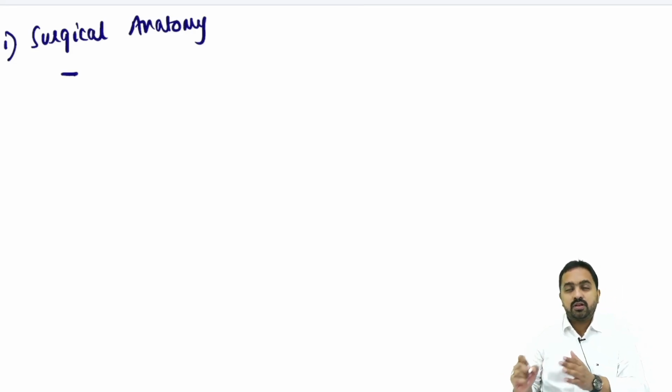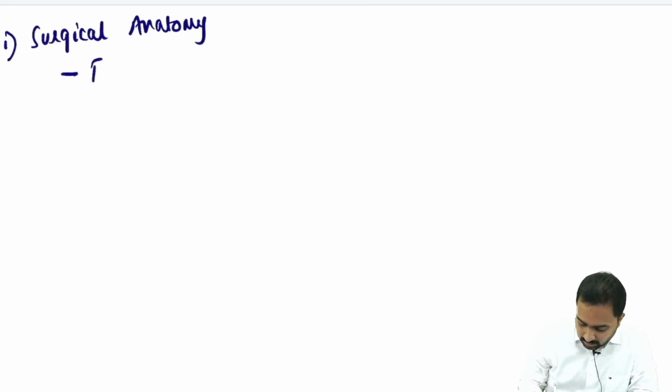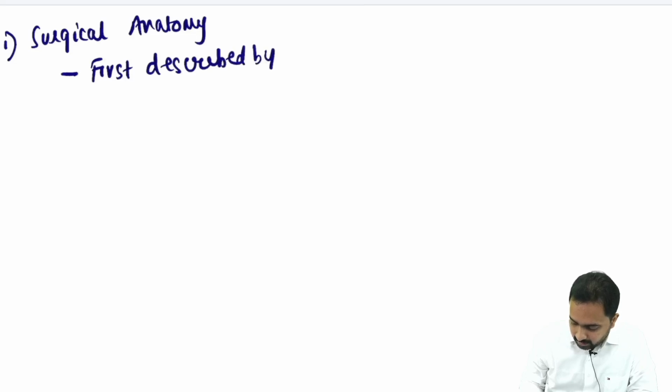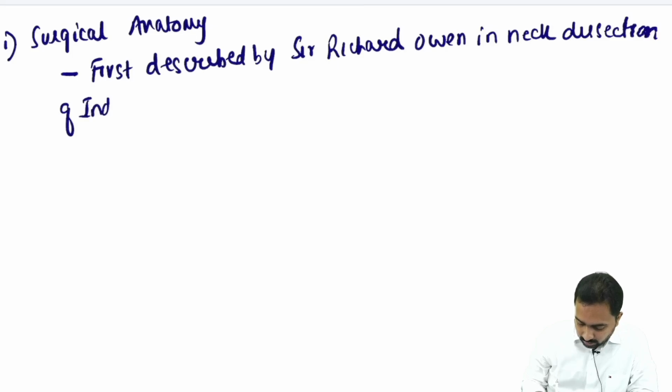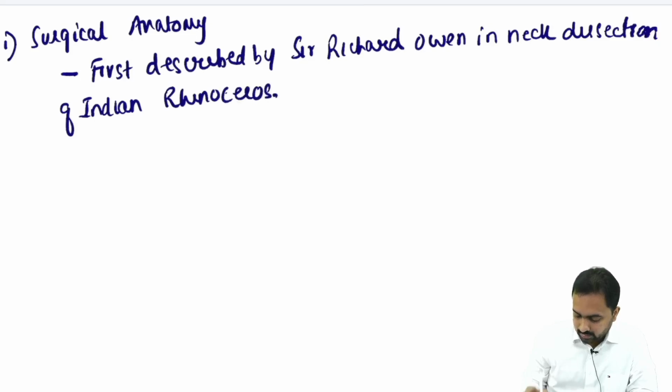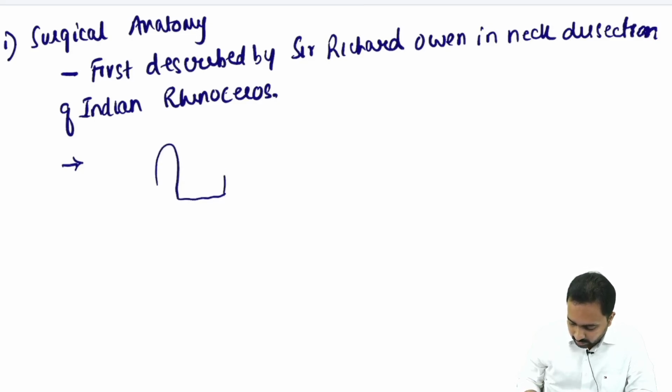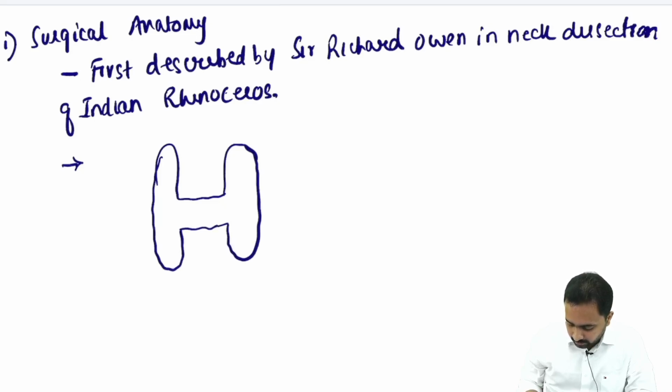Before moving to the surgical anatomy, something of historical importance: it was first described by Sir Richard Owen in a neck dissection of the Indian rhinoceros. Coming to the surgical anatomy of the parathyroid, we need to understand the development of the parathyroid gland.